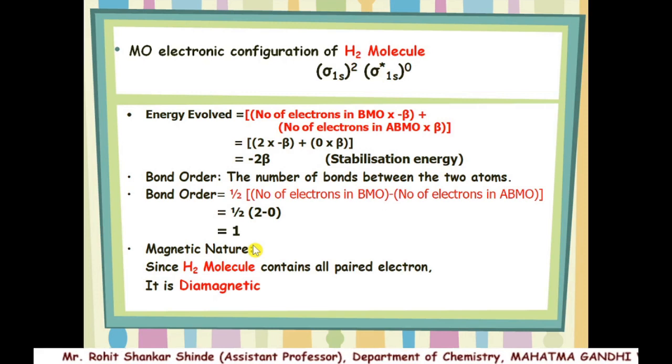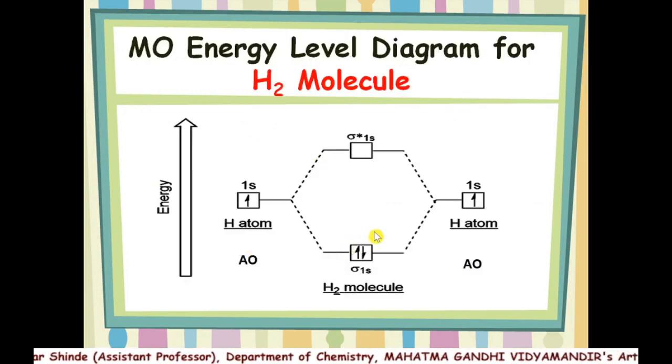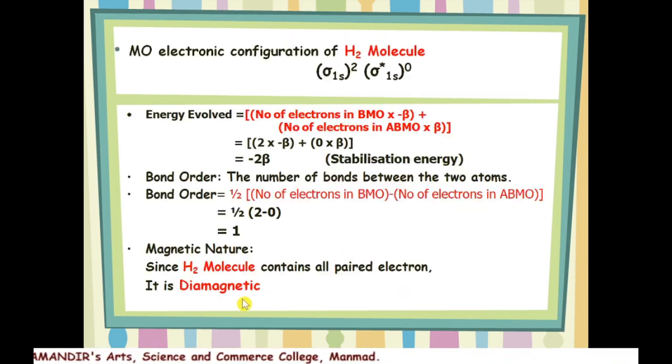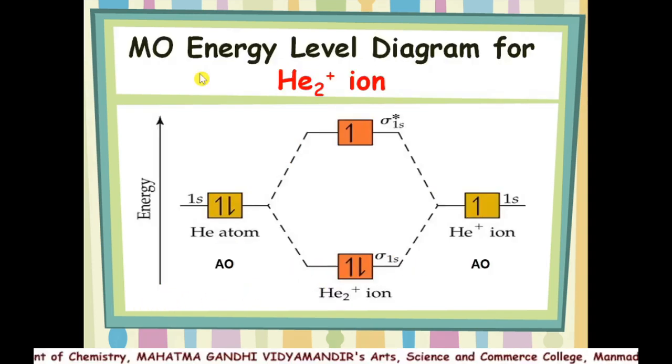Now magnetic nature. If we observe this diagram, all the electrons present in molecular orbitals are paired. That's why this molecule possesses diamagnetic nature. Since the H2 molecule contains all paired electrons, it is diamagnetic in nature.